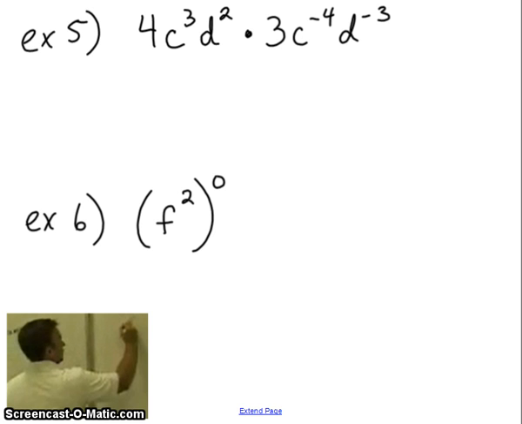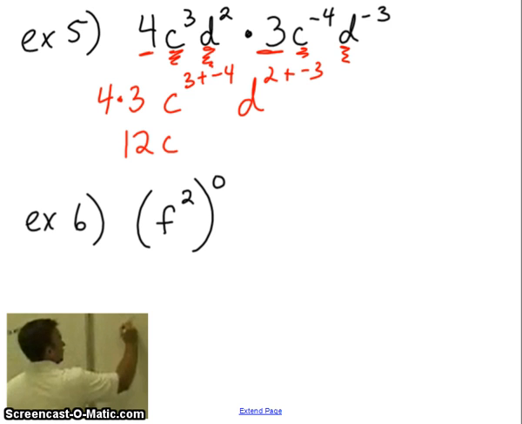Number 5, we have 4c cubed d squared times 3c to the negative 4 d to the negative 3. Again, we multiply the coefficients, 4 times 3. We have like bases with c's, so c to the 3 plus negative 4. And then we have like bases with the d's, d squared plus negative 3. So we have 12c to the negative 1, d to the negative 1.